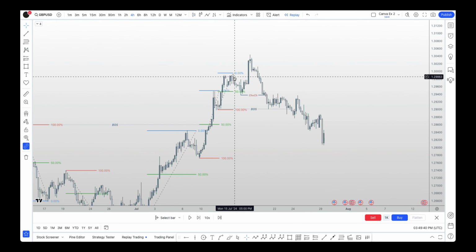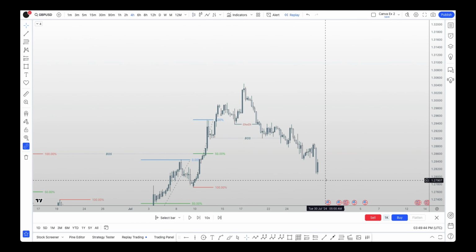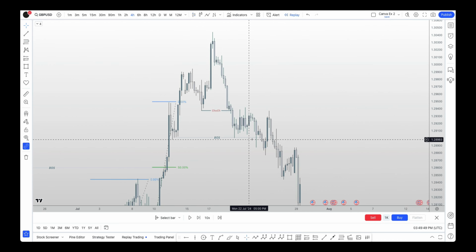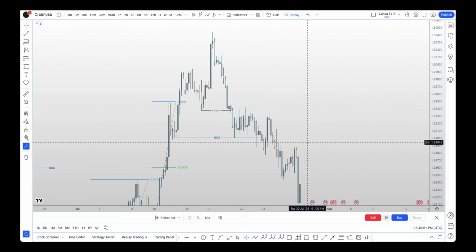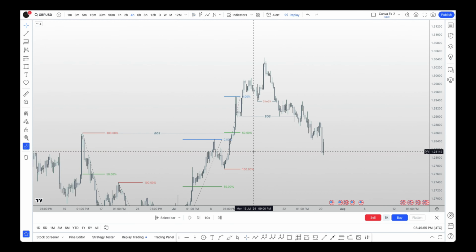Map this out, and what do you see here? I'm going to delete this because it's in the way. Sorry, guys. What can we see here? We have a change of character, and then we have a break of structure confirming this change of character. So now I'm actually bearish, even though the overall trend is bullish.